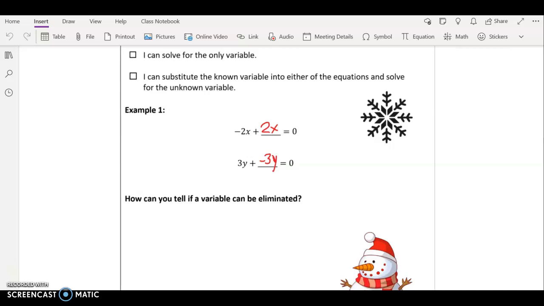So how can we tell if a variable can be eliminated? And eliminated means add up to 0. Okay, so keep that in mind. Eliminated means add to equals 0. Okay. Is that the coefficients are opposite signs. Opposite coefficients.